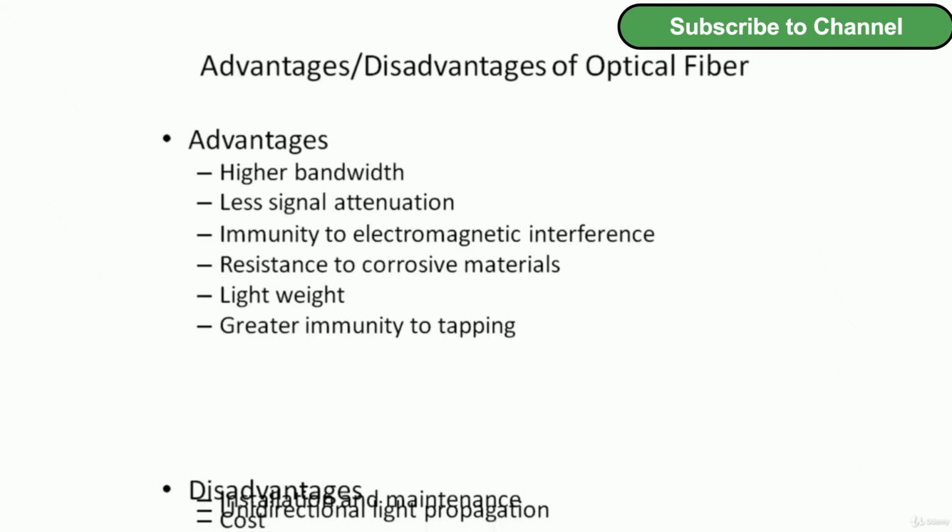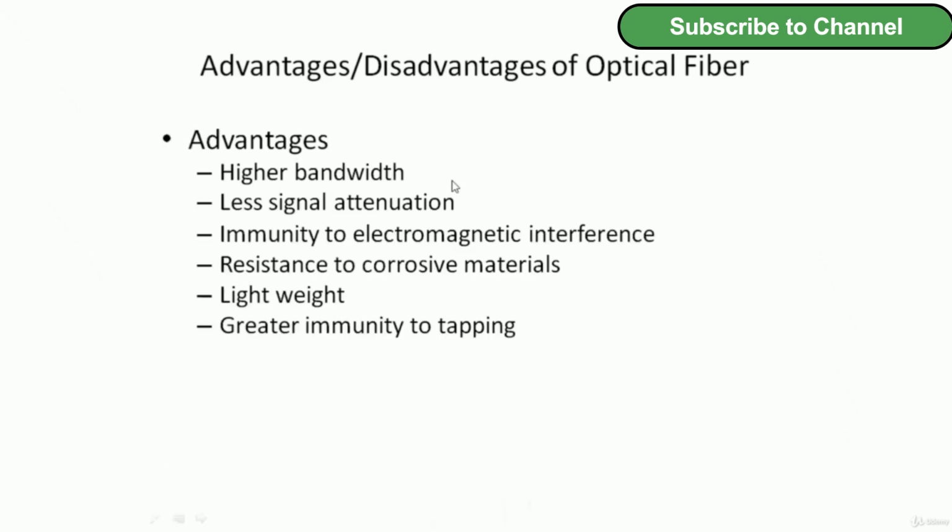Then advantages and disadvantages of the optical fiber. Advantages, we will see the advantages first. It is having the higher bandwidth. Higher bandwidth signal can be transmitted. Less signal attenuation, as we have seen in the graph. The signal attenuation is less as compared to the coaxial cable and the twisted pair cable. Then immunity to the electromagnetic interference. The electromagnetic interference occurs very less.